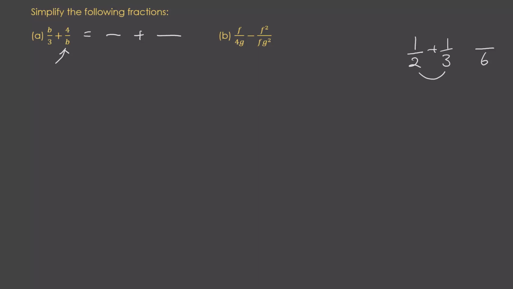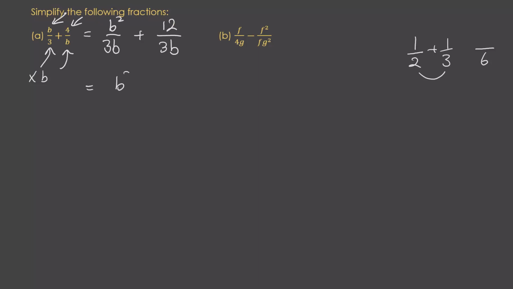So I can do that here. I'm going to do 3 times b. Now in the first fraction, what have we done to get 3b? We multiplied by b. So we need to do the same to the numerator. It's just the same thing as when you work with numbers. So if we multiply b by b, we get b squared. What have we done to this b to get 3b? We multiplied it by 3. Do the same to the 4, and we have 12.